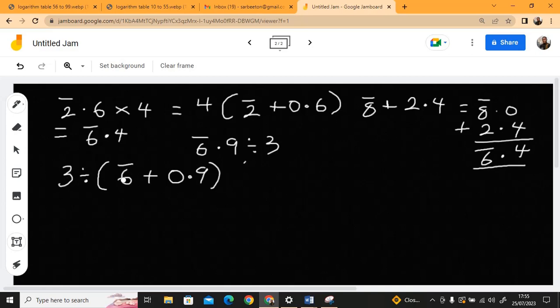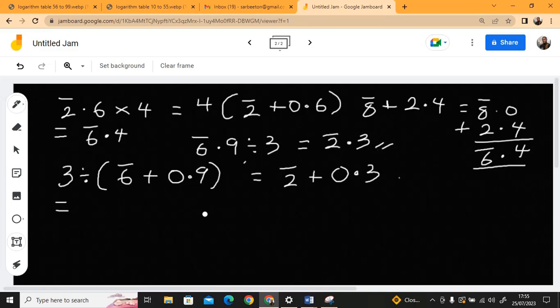So 3 divided by bar 6, it is bar 2, right? Plus 0.9 divided by 3, that gives us 0.3. So when you add this together, bar 2 plus 0.3, your final answer here should equal bar 2.3. The way I solved all this, you can solve it like that also.